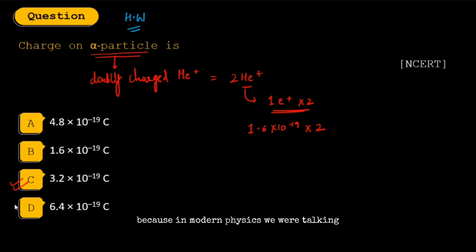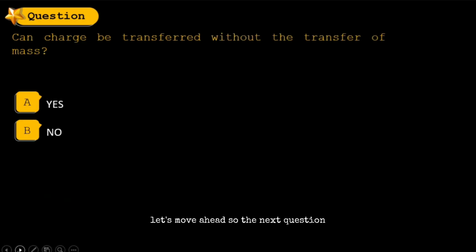Because in modern physics, we will be talking about Rutherford's alpha particle scattering experiment. In that experiment, Rutherford chose alpha particles. So in order to see how the alpha particle is responsible for giving us the atomic model, we should understand what an alpha particle is exactly. All right, so it was a pretty simple question. Let's move ahead.